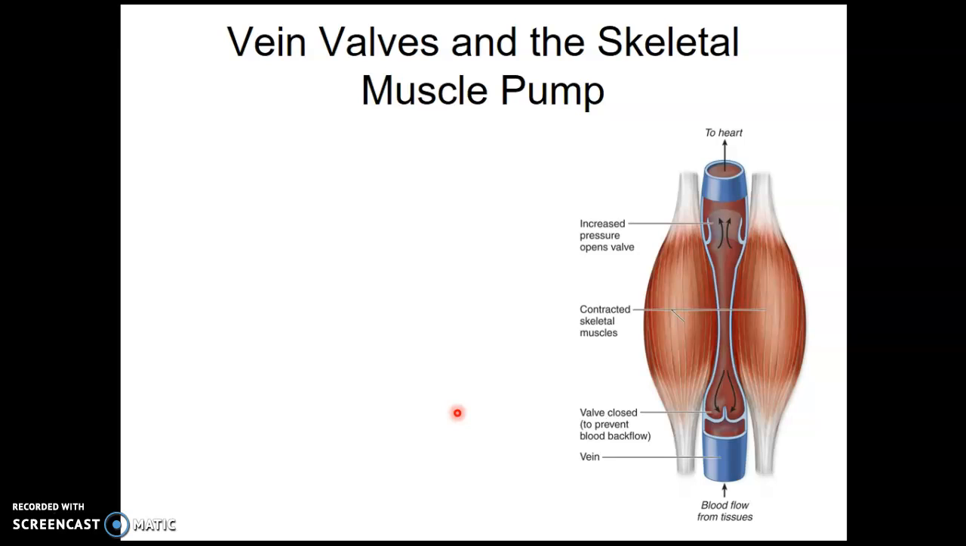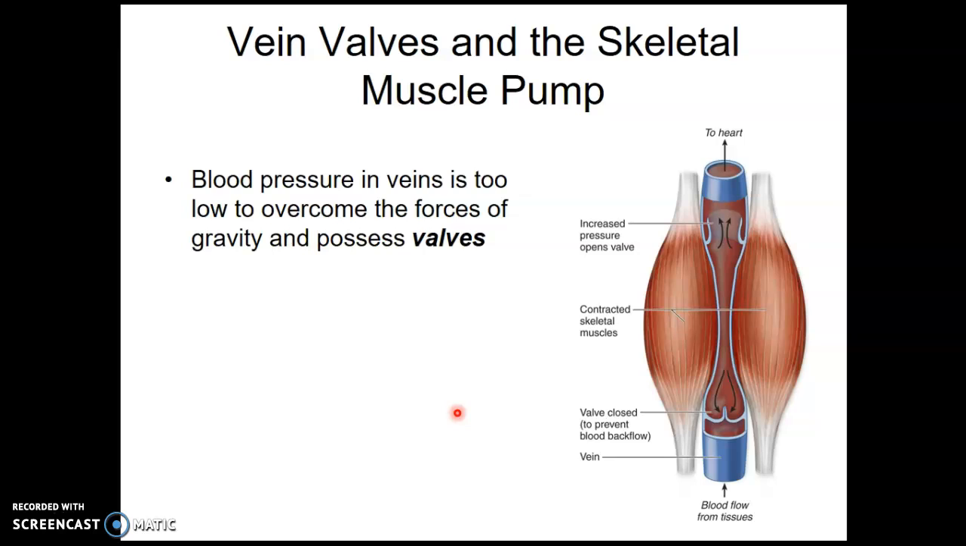So why are valves so important? Well, valves are important because they prevent the backflow of blood, and they also work with the skeletal muscle pump to get blood flowing back to the heart. This is how this works. So the blood pressure in the veins is too low to overcome the forces of gravity. So our veins have valves in them.